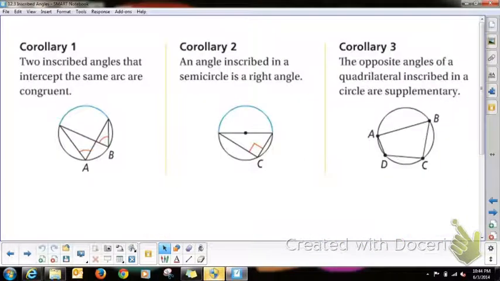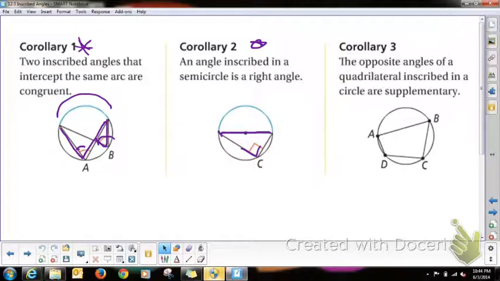So these corollaries here. Corollary 1. Remember, a corollary is a rule that you can easily prove. Corollary 1: 2 inscribed angles that intercept the same arc are congruent. So angle B and angle A here, they intercept this same arc, so they're congruent to each other. Corollary 2: An inscribed angle in a semicircle is a right angle. So if it has a diameter as its side across from the angle, then you know that this is 90.